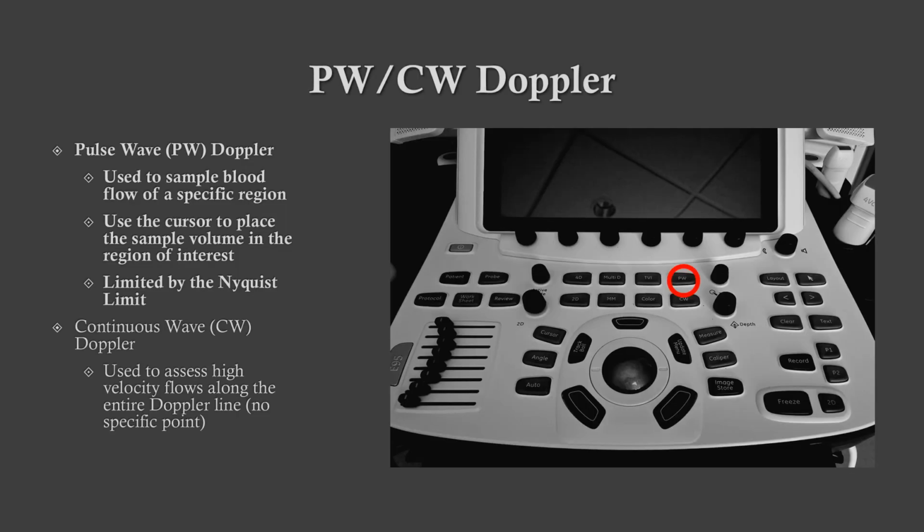Next, we'll look into pulse wave versus continuous wave Doppler imaging. Pulse wave Doppler is used to sample blood flow of a specific region. We use the cursor to place the sample volume in the region of interest and is limited by the Nyquist limit. Very hard to assess high velocities through a stenotic valve, for example.